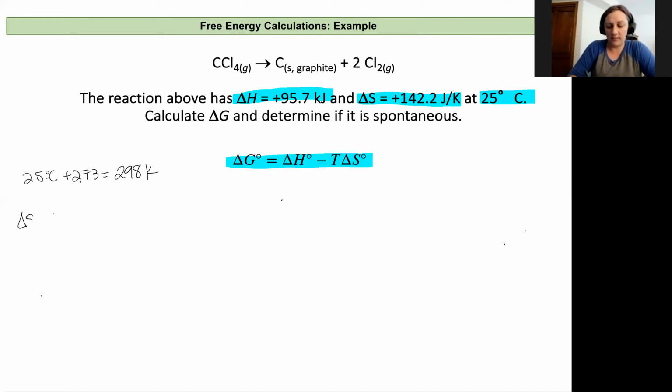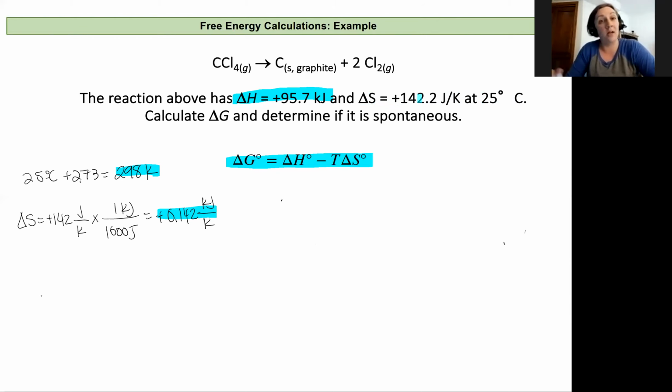So that is plus 142 joules per Kelvin. I'm going to multiply that by 1 kilojoule per every 1,000 joules for a value of plus 0.142 kilojoules per Kelvin. Now I'm ready to actually plug in these values, rather than that 25 and 142, into my equation. I'm going to set this up, and it's just plug and chug at this point.